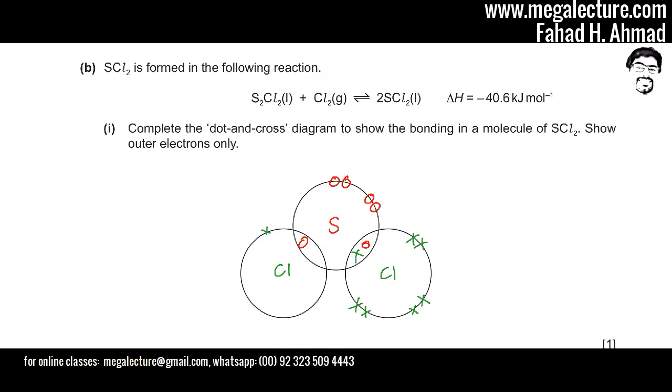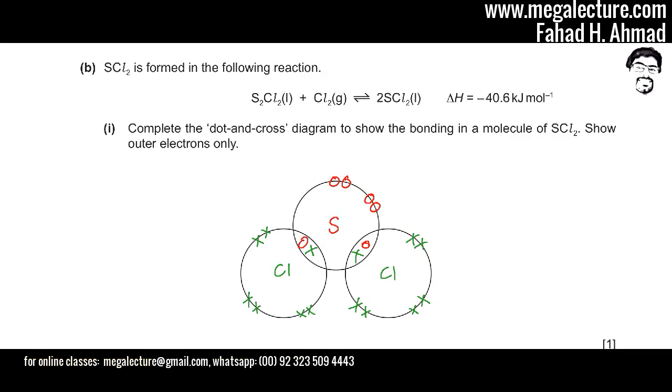The other Cl is also in group 7. So these are the 6 electrons. The 7th electron is going to be shared. So remember, in covalent molecules, sulfur is in group 6, so it needs 2 electrons. It shares 2 electrons. So it has 6 electrons, and it's sharing 2 electrons.